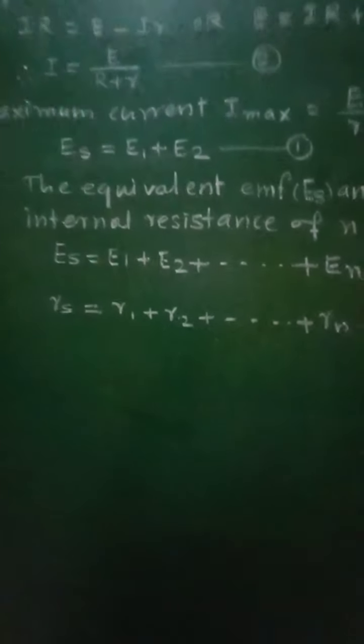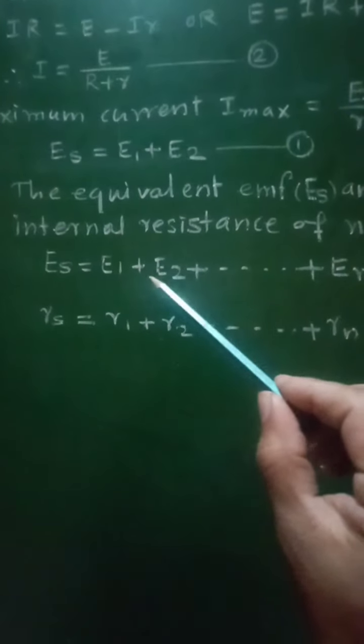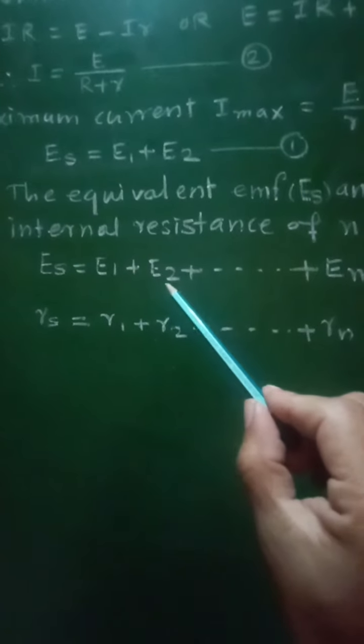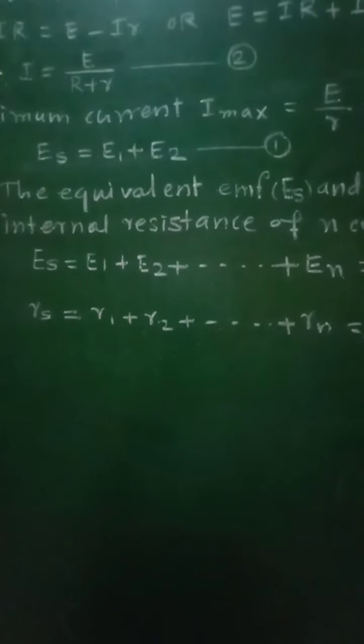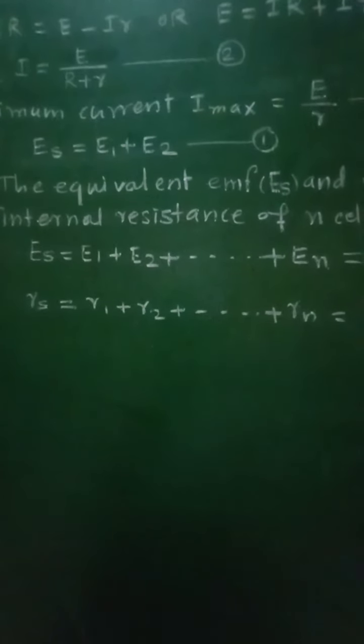So in this way, when the cells are connected in series, their equivalent EMF will be equal to the sum of the individual EMFs of all the cells, so the potential difference or EMF of that circuit will be increased. Therefore, in order to increase the EMF in a circuit, the cells must be connected in series.